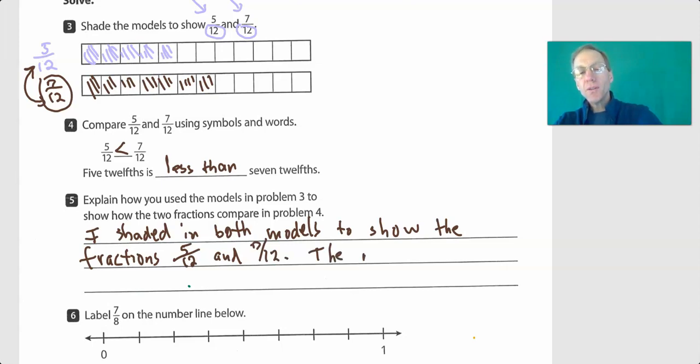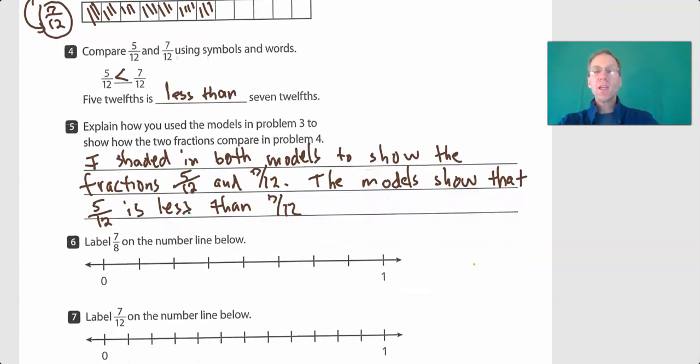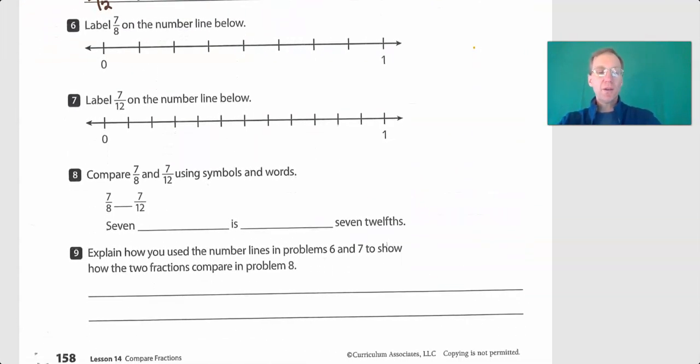The models show, and then you want to explain how you use them to compare. So we shaded them in, and then we looked at them, right? One way to do it would be, the models show, again, just explaining what we did. We looked at them and said, oh look, 5/12 is less than 7/12. Ta-da! That's all you did. And again, you can pause or go back. I'm just going to keep moving on here, okay?